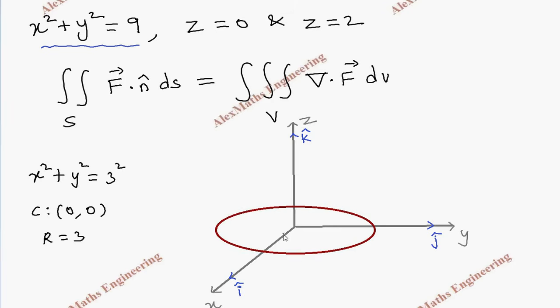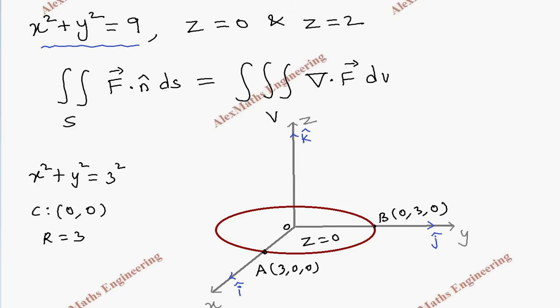So this is our origin, and this point, if I take it as A, it is at a distance of 3 from the origin. So it is 3, 0, 0 because this is a radius. This is a point B, which is 0, 3, 0. And this is z is equal to 0. This is a plane equation, z is equal to 0.